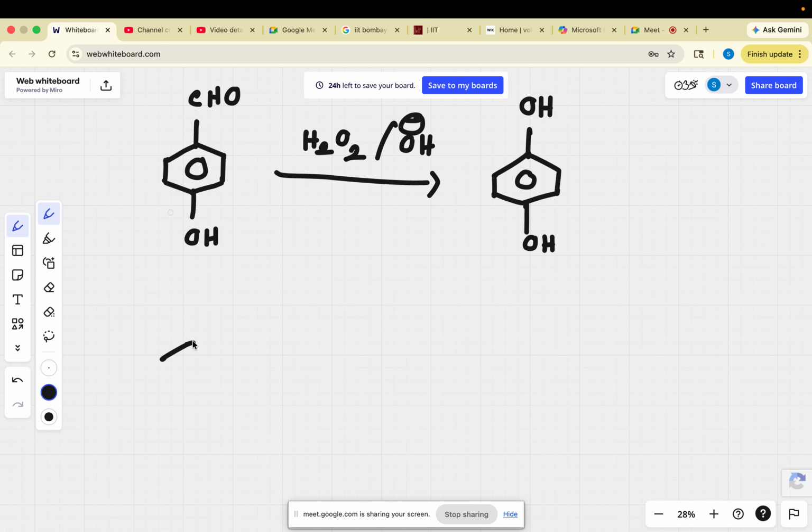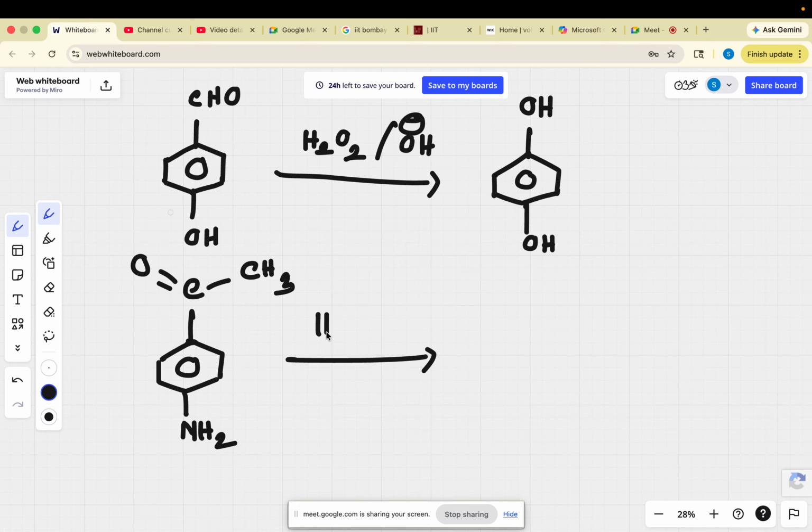Suppose you have this kind of compound, instead of OH I can keep NH2 also. And instead of CHO aldehyde, suppose you have some ketone compound here, COCH3. If you use the same reagent, H2O2 OH minus, then what will happen? This ketone group will convert to OH.